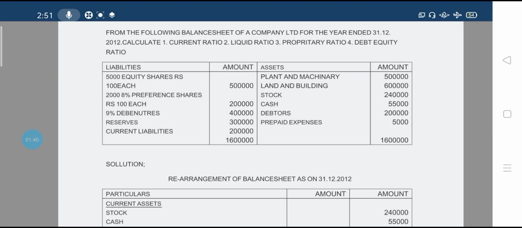capital and reserve. Preference shares come under capital and reserve. 9% debentures come under long-term debts. Reserves come under capital and reserve. Current liabilities come under current liabilities.